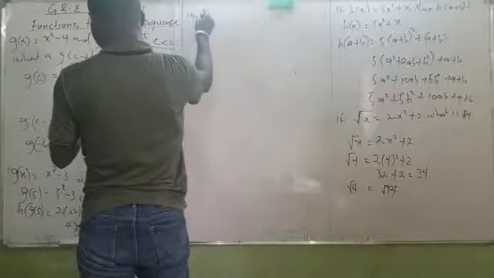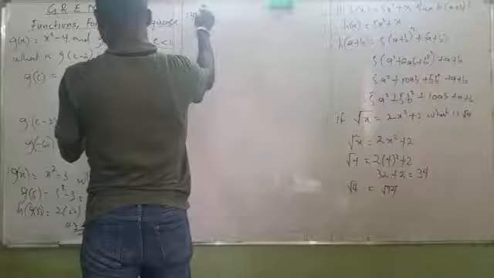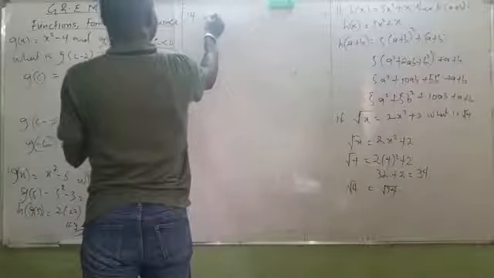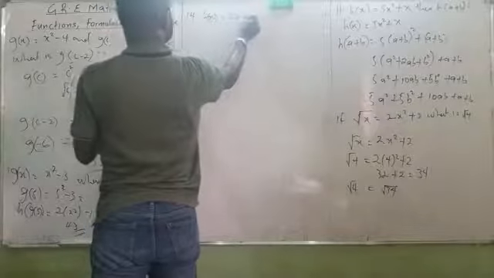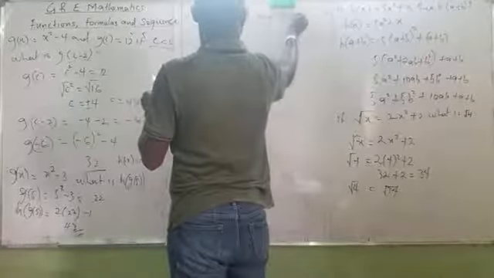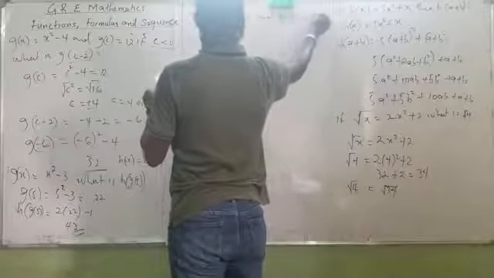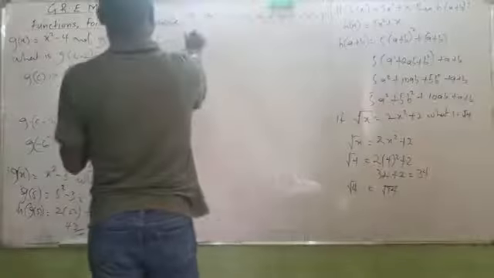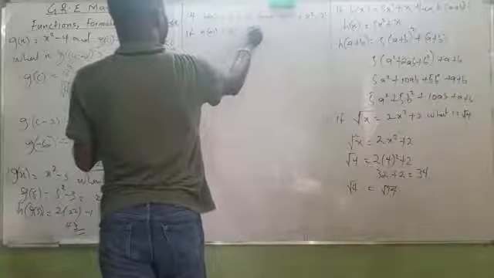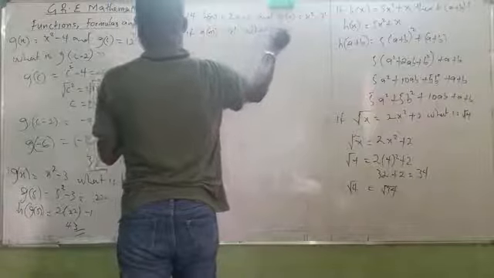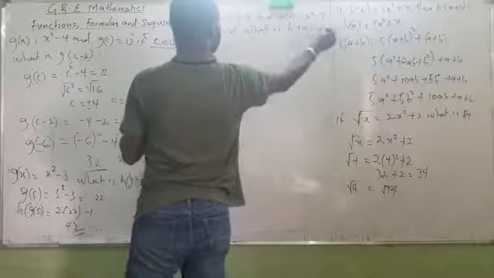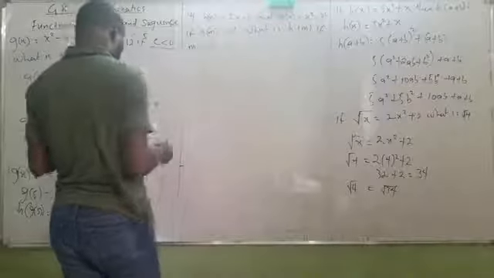Now, I think there are some questions that I need to touch before I come to number 14. I have h of x equals to 2x minus 1 and g of x equals to x squared minus 3. If g of m equals to 61, what is h of m if my m is greater than 0?